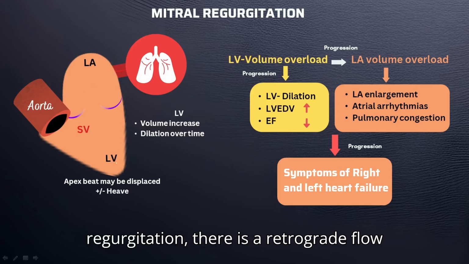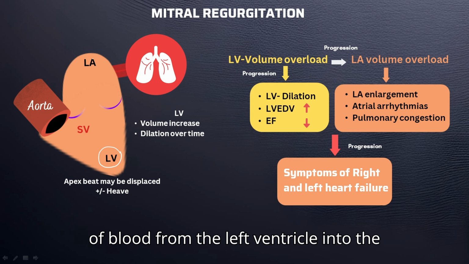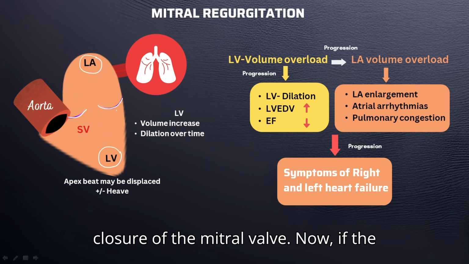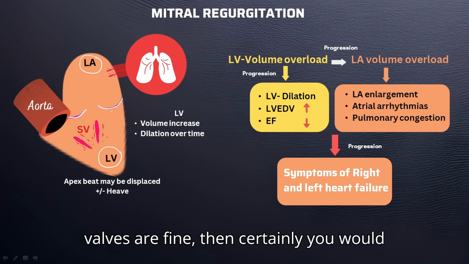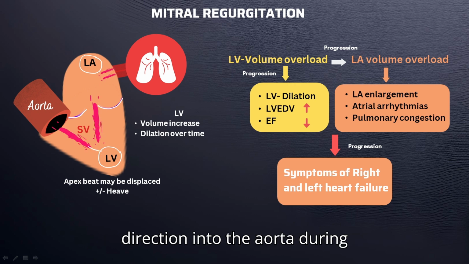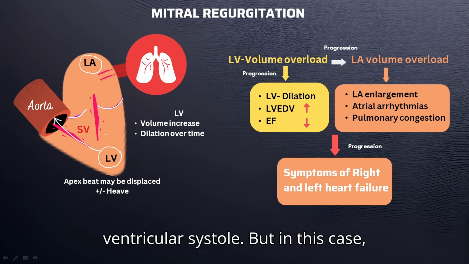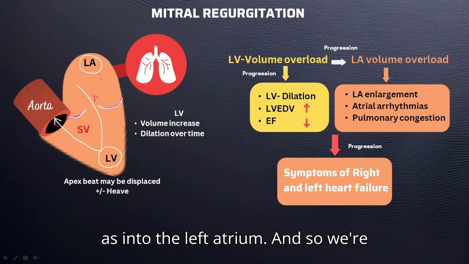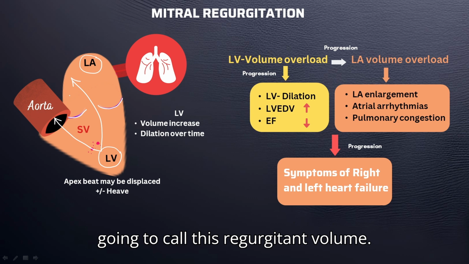Alright, so in mitral valve regurgitation, there is a retrograde flow of blood from the left ventricle into the left atrium as a result of an incompetent or ineffective closure of the mitral valve. Now, if the valves are fine, then certainly you would expect blood to flow in the forward direction into the aorta during ventricular systole. But in this case, blood flows into the aorta as well as into the left atria. And so we're going to call this regurgitant volume.